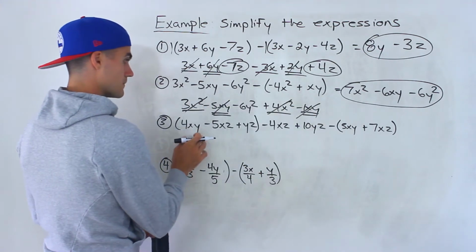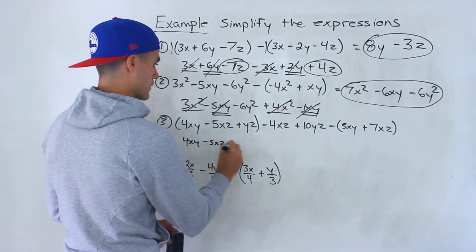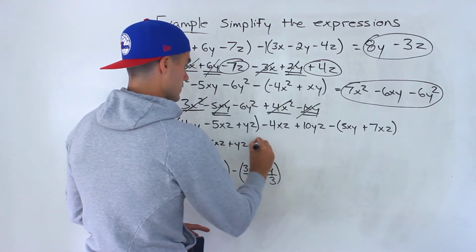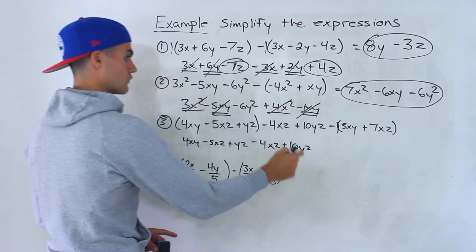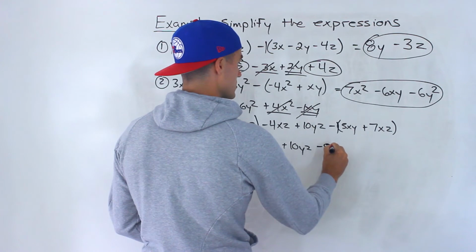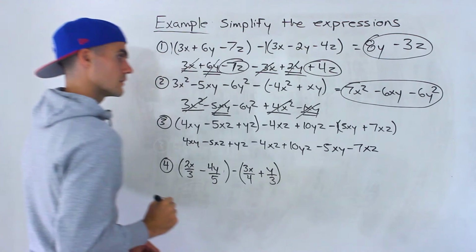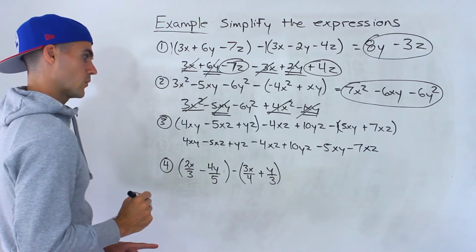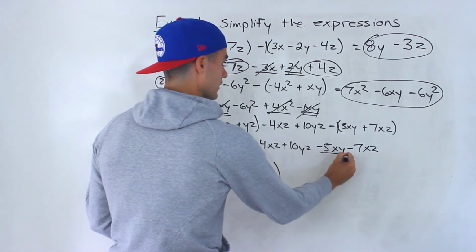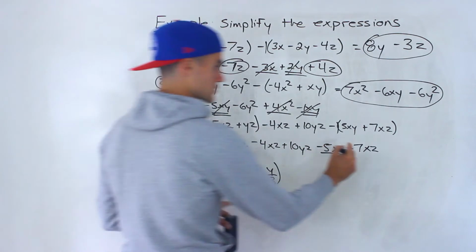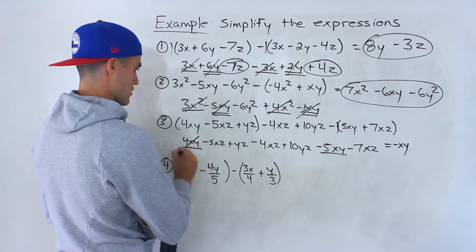Then number three, this bracket we can just get rid of. But then the minus 1 in front, distribute, changes the signs. And then what are the like terms going to be? So we have xy here. Where is there another xy? Over here. 4xy minus 5xy gives us negative xy.